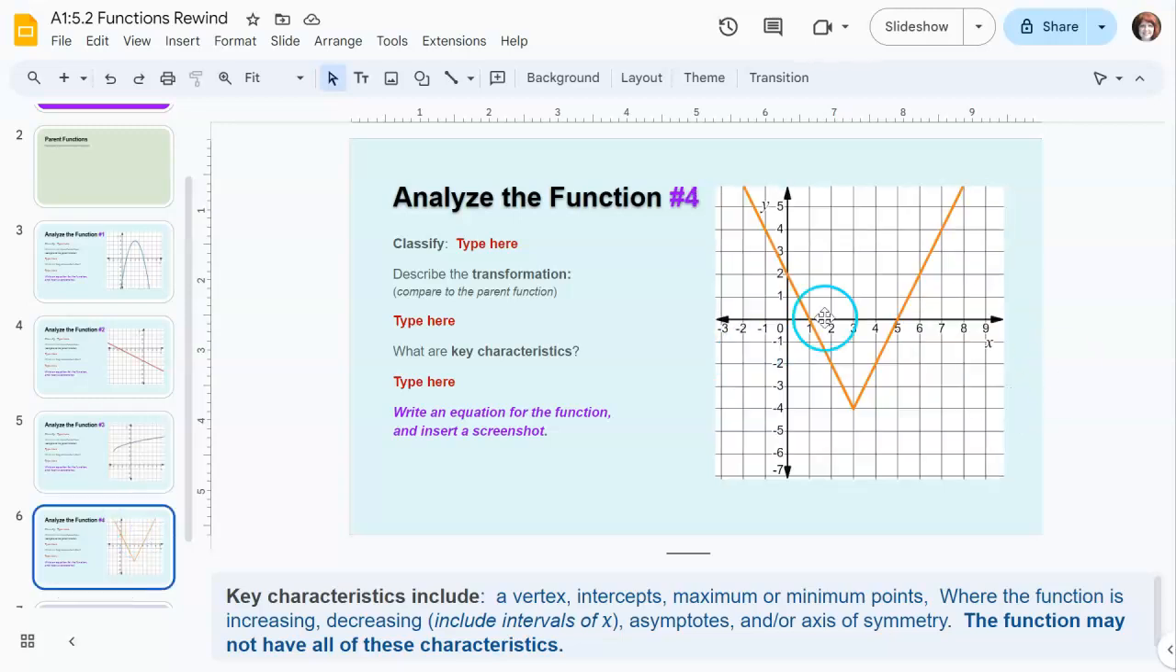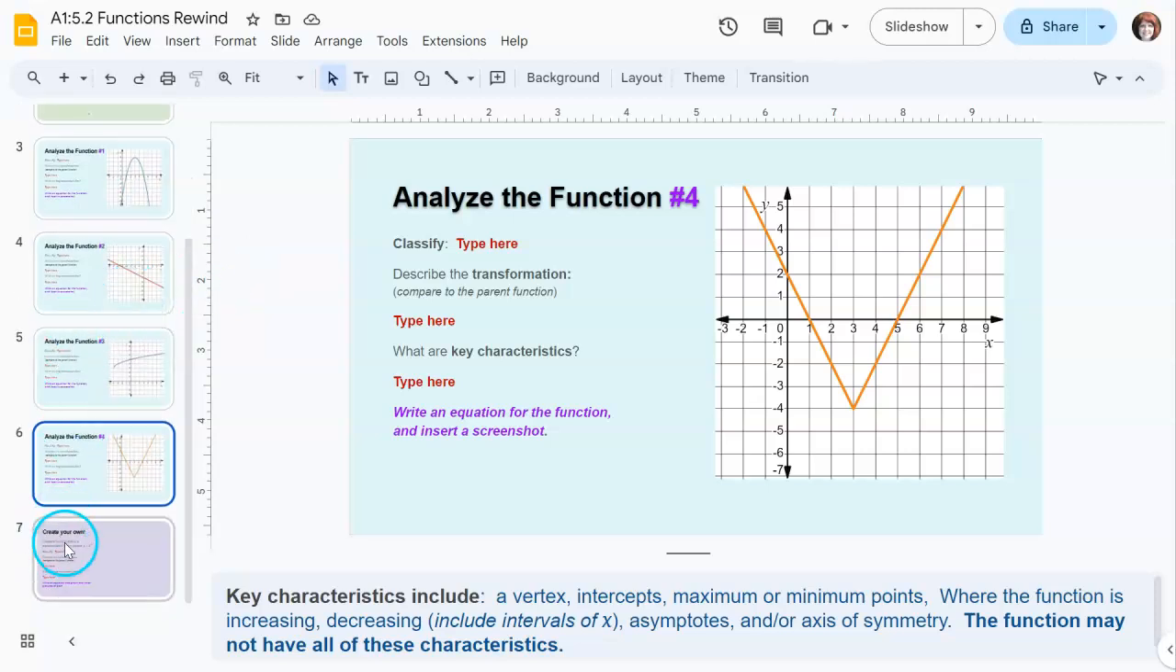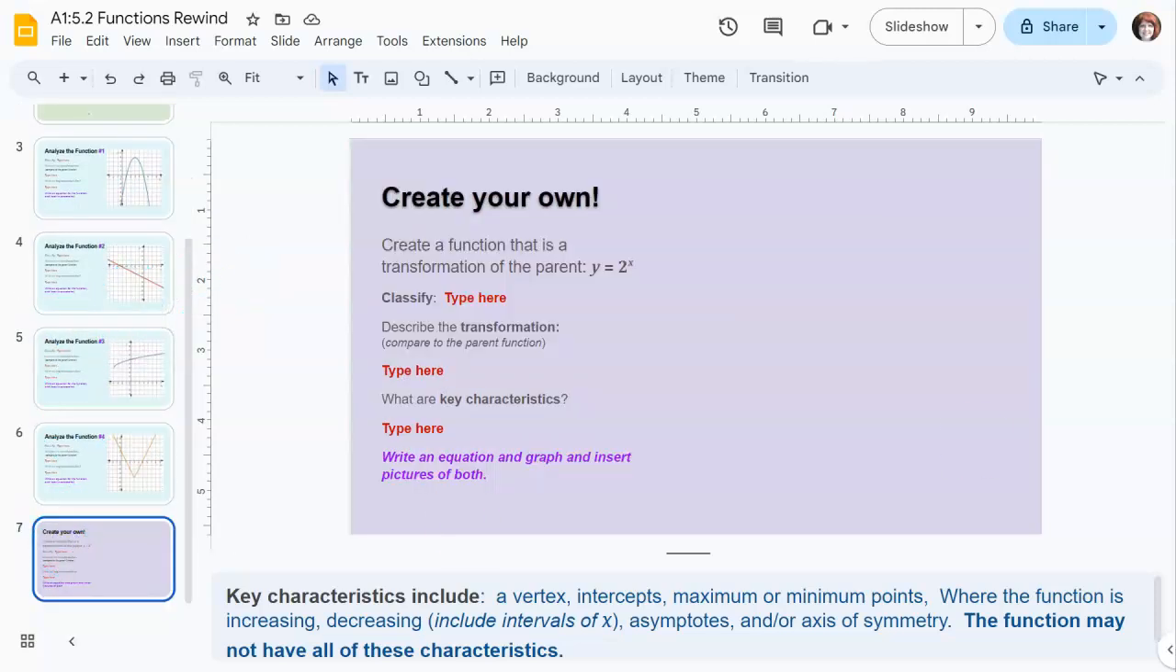You may have noticed one is missing, and we're going to use that one to allow them to create their own function. So I'm telling them to create a function that is a transformation of the parent y equals 2 to the x. Classify this function. Describe the transformation of your function. What are the key characteristics of your function? And then they will insert an equation and a graph.